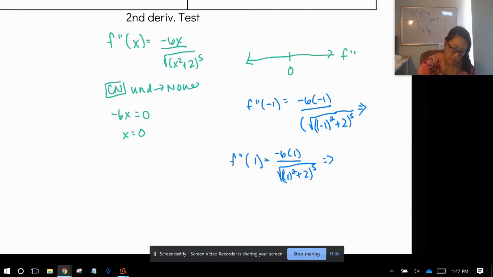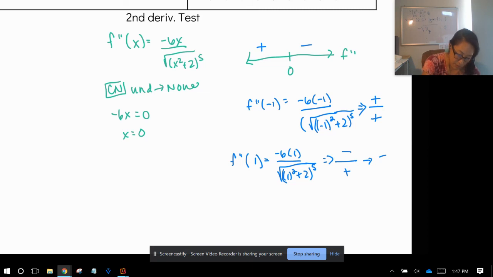All right, I substituted in negative 1, giving me negative 6 times negative 1, all over the square root of negative 1 squared plus 2, raised to the 5th power. The numerator gives me a positive value. The denominator is always going to give me a positive value. So I get a positive divided by a positive, which gives me a positive on the left. And on the right, f double prime of 1 is negative 6 times 1, which is a negative, and the denominator is a positive, which leaves me with a negative.